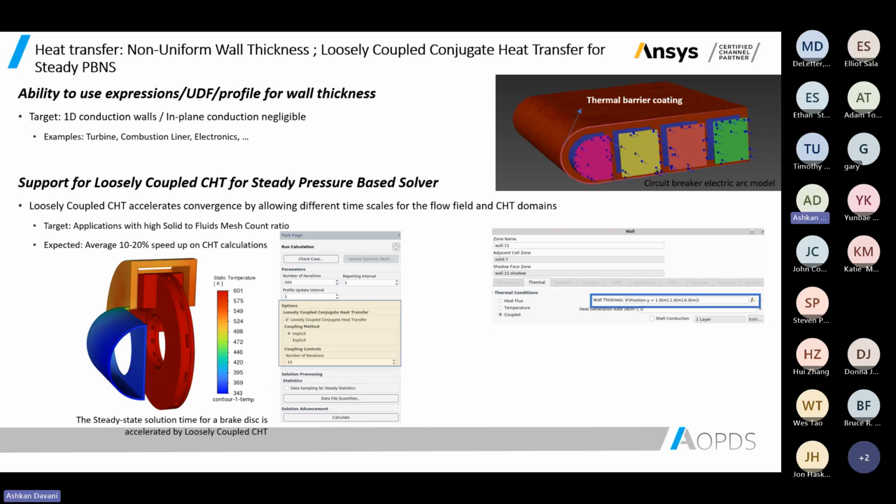And there's also a new technology for making the simulations much faster for conjugate heat transfer. Of course, this is as of now only for steady pressure-based solvers, but there's a new technique called loosely coupled conjugate heat transfer, which accelerates the convergence by just clicking that in the task page. What it does is speed up the computation, and you wouldn't have to worry about convergence as much.